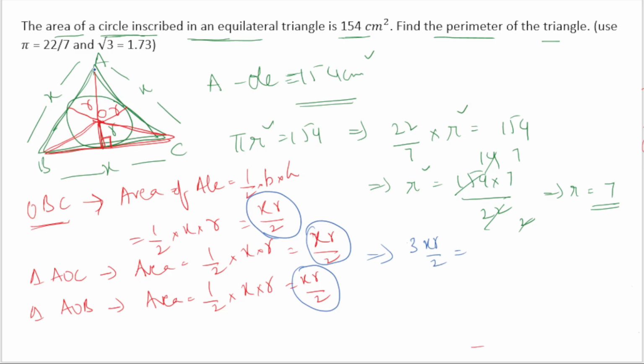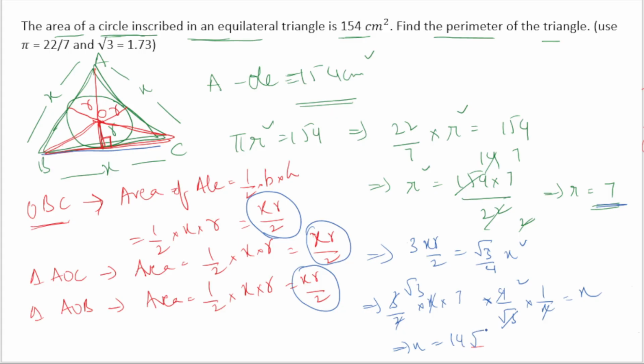This is the area of the triangle ABC. But this triangle is an equilateral triangle. So what is the formula for the area of an equilateral triangle? It is root 3 by 4 side square. The side of the triangle is x, so it is x square. Here we will substitute the r value. We will get 3 by 2 into x into 7 into 4 by root 3 into 1 by x is equal to x. So x and x will be cancelled. 2 into 2 and root 3 into root 3. Here we'll get x is equal to 14 root 3.